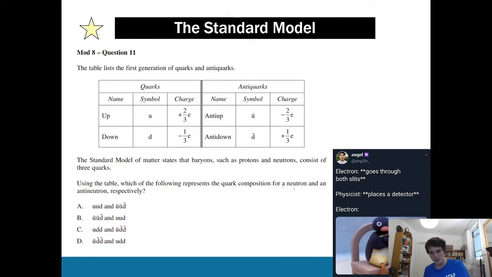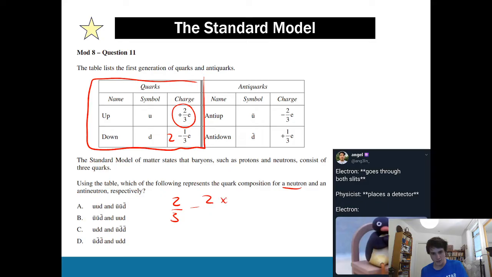Now, hopefully you all remember the composition for a neutron, but if not, don't worry. All we need to know is that a neutron is neutrally charged, right? It has a net charge of zero, and if it's made up of ordinary quarks, the way we can get a net charge of zero is by doing one up quark and then two down quarks, right? That total charge is going to be 2/3 minus 2 times 1/3, which is equal to 0. So our composition for a neutron is going to be up, down, down.